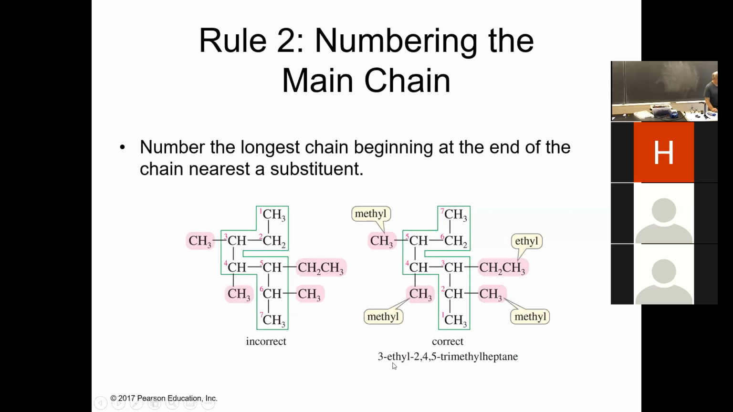We would name ethyl first because it's alphabetical, it comes before methyl. We actually ignore the tri prefix when we're listing these alphabetically. Okay, so ethyl is on the 3rd position. So here's the ethyl. And then we have methyls at position 2, 4, and 5. Okay, so we separate those with commas. Trimethyl because there's 3 of them. And then heptane is the parent chain, which is 7.